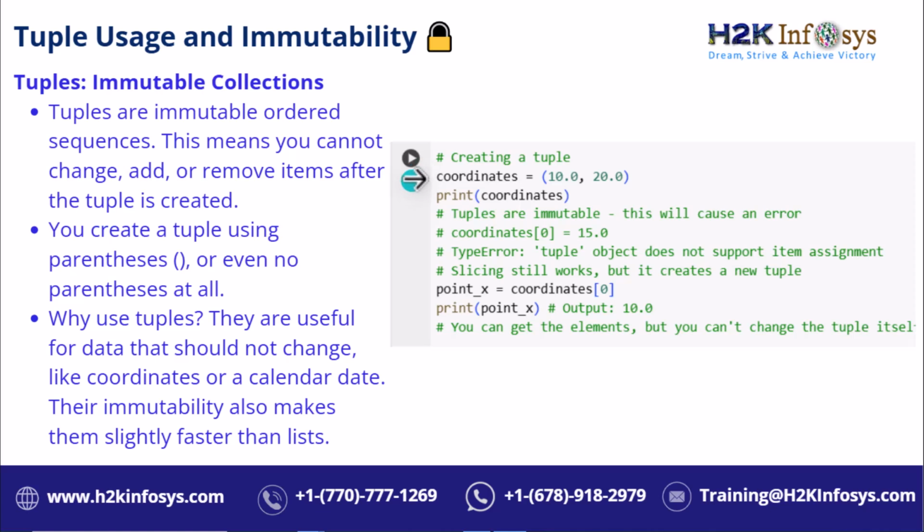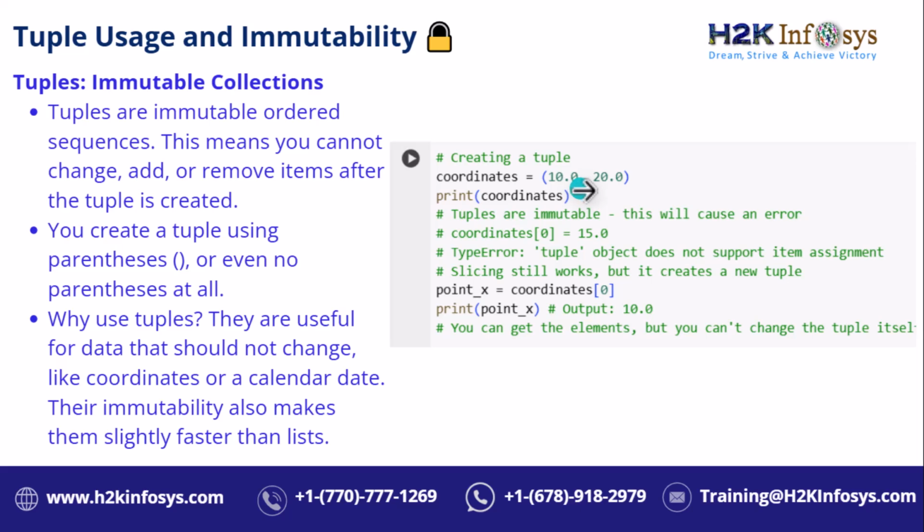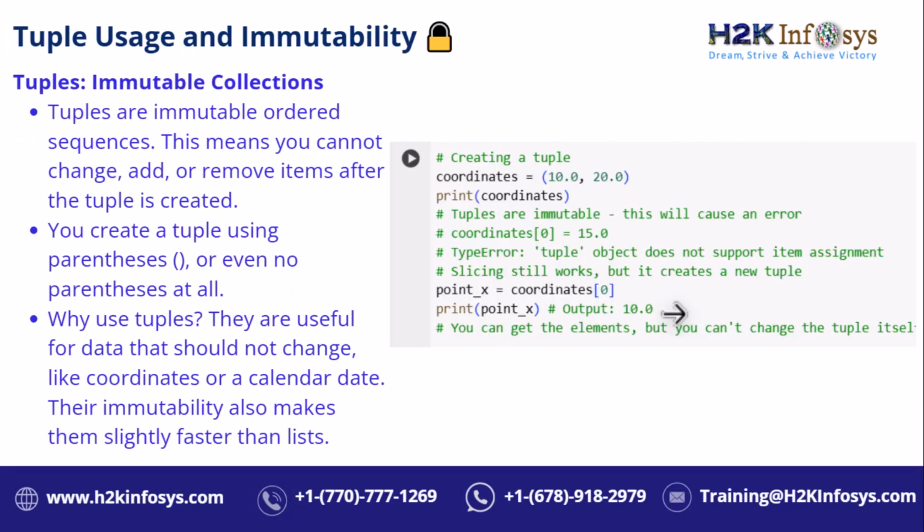Round brackets are used here for creating the tuple, and I am printing the same. The only thing you can do in a tuple is access the elements you have stored. So we can see coordinates of 0, that is the location, this. So this is just printed. Apart from this, we cannot do anything with tuples. Okay.